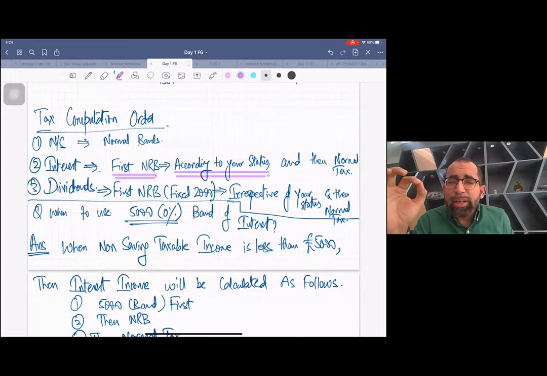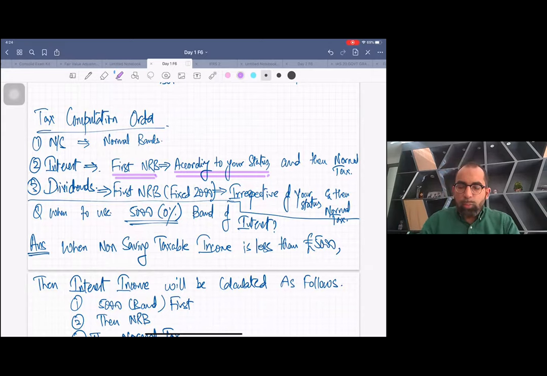If you are a basic rate taxpayer, then your interest NRB is 1,000. If you are a higher rate taxpayer, your interest NRB is 500. And if you are an additional rate taxpayer, then no NRB is available. Now, what is the interest income tax computation order? Always apply NRB first, and then calculate normal tax. First NRB and then normal tax, right?